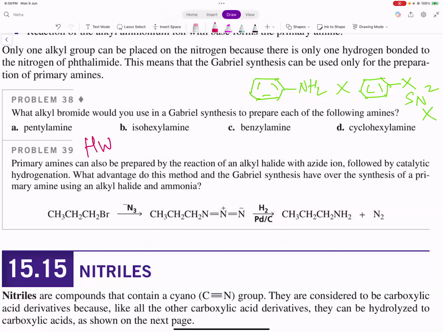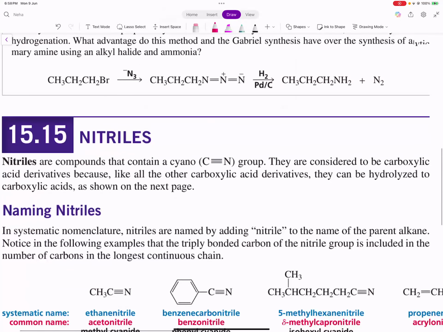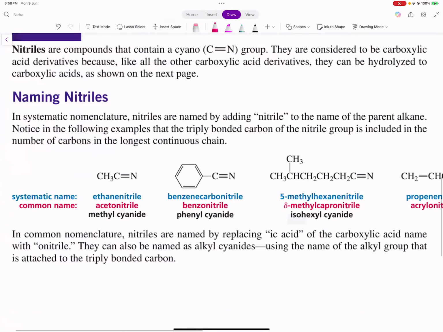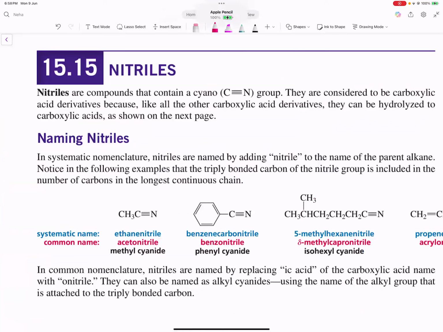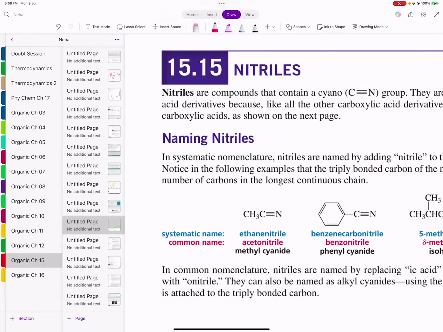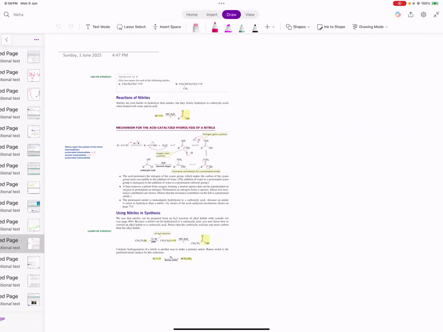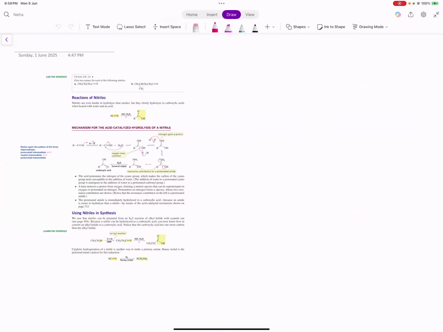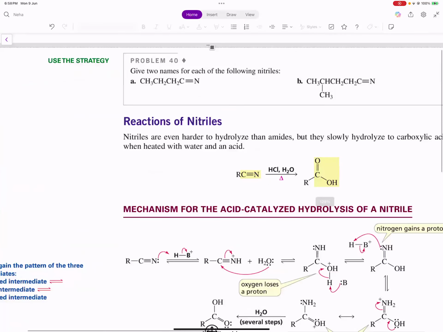When you go home, nitriles are these compounds. Naming nitriles, ethane nitrile. All carbons are counted. You can go through this. And there's only one reaction of nitrile. I used to love nitriles in my time. Just hydrolyze them and get an acid.